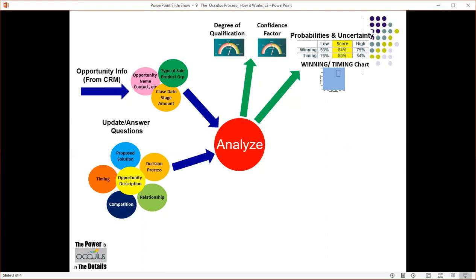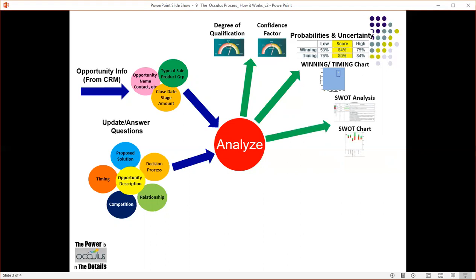Now, you'll notice right underneath we have the winning and timing chart. And what that is, that's just that table graphed. It's a graphical representation of the table. The vertical axis on that graph is the probability of winning, and the horizontal axis on the chart is the timing probability, or the probability that the deal will close by the stated close date. Separate videos exist for this particular piece of Occulus and go into more detail. You can watch that and get a greater understanding.